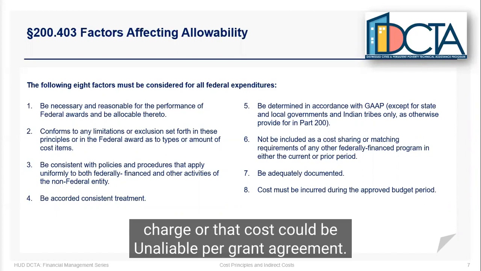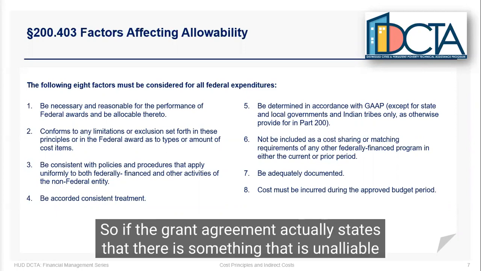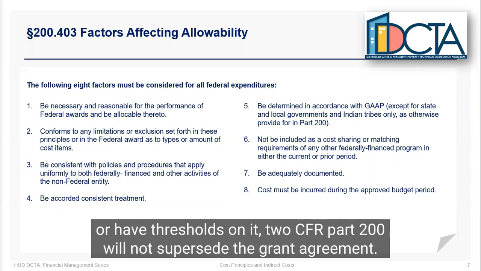Or that cost could be unallowable per the grant agreement, although it's allowable per 2 CFR Part 200. So if the grant agreement actually states that there is something that is unallowable or has thresholds on it, 2 CFR Part 200 will not supersede the grant agreement.